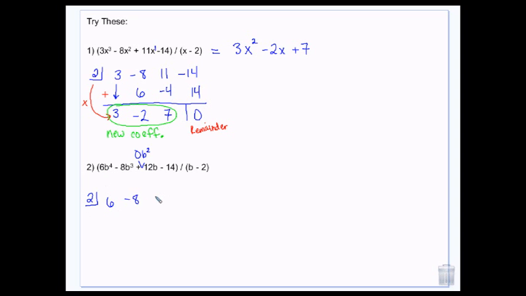6, negative 8, 0, 12, and negative 14. Because that 0 is for that b squared that didn't exist. But I have to have it, a place for it. Yes. Okay. Questions about just this initial part of the setup? That part's okay?